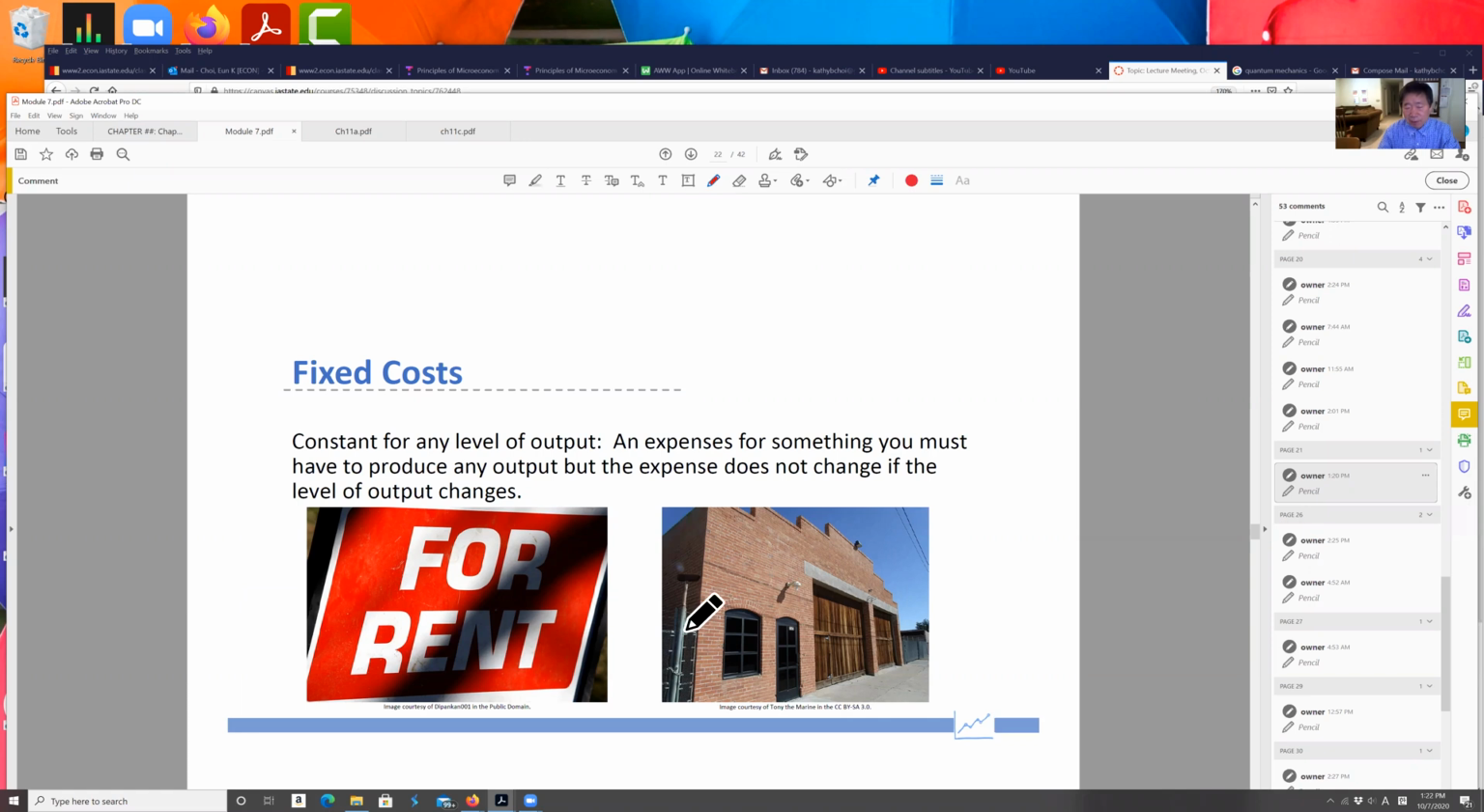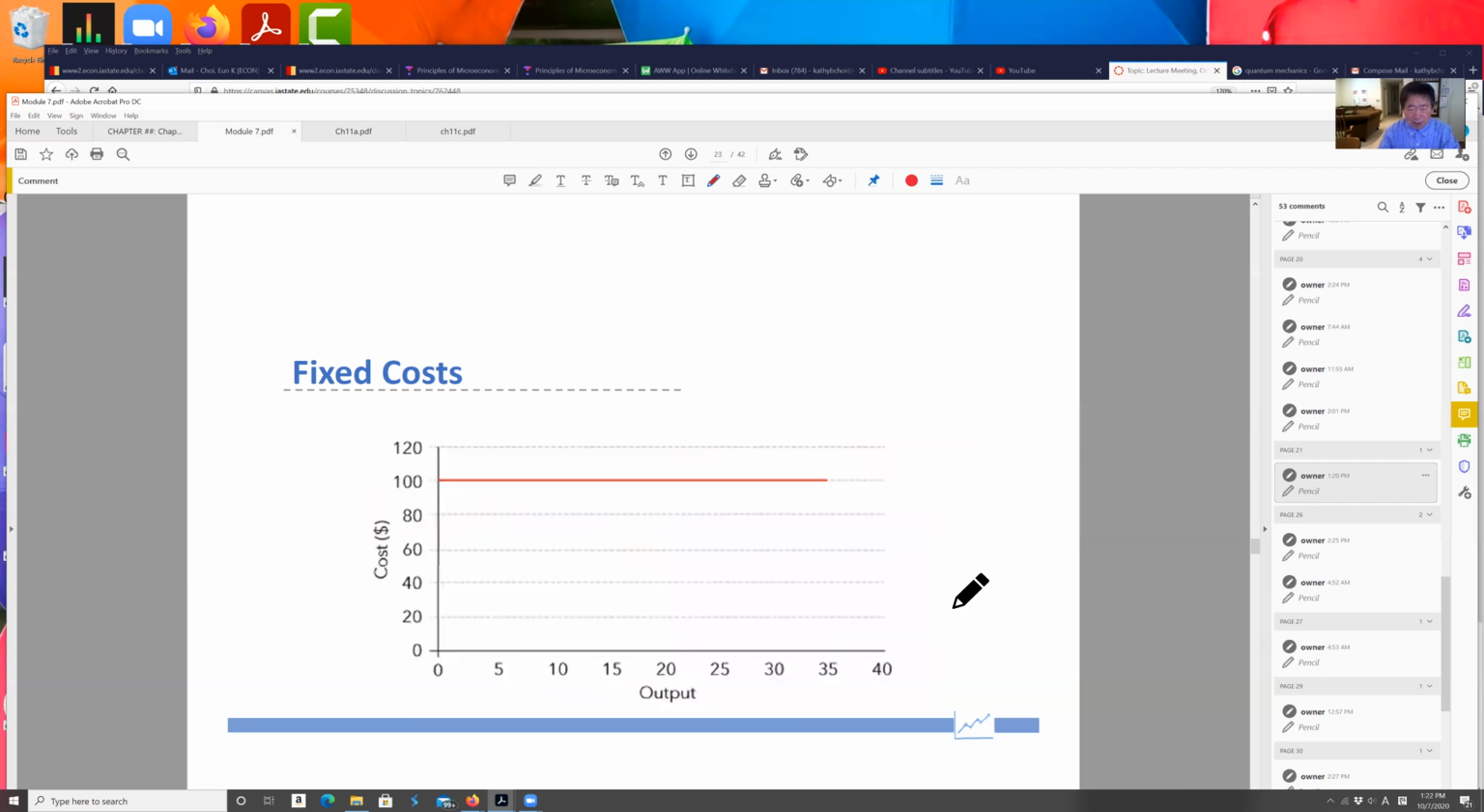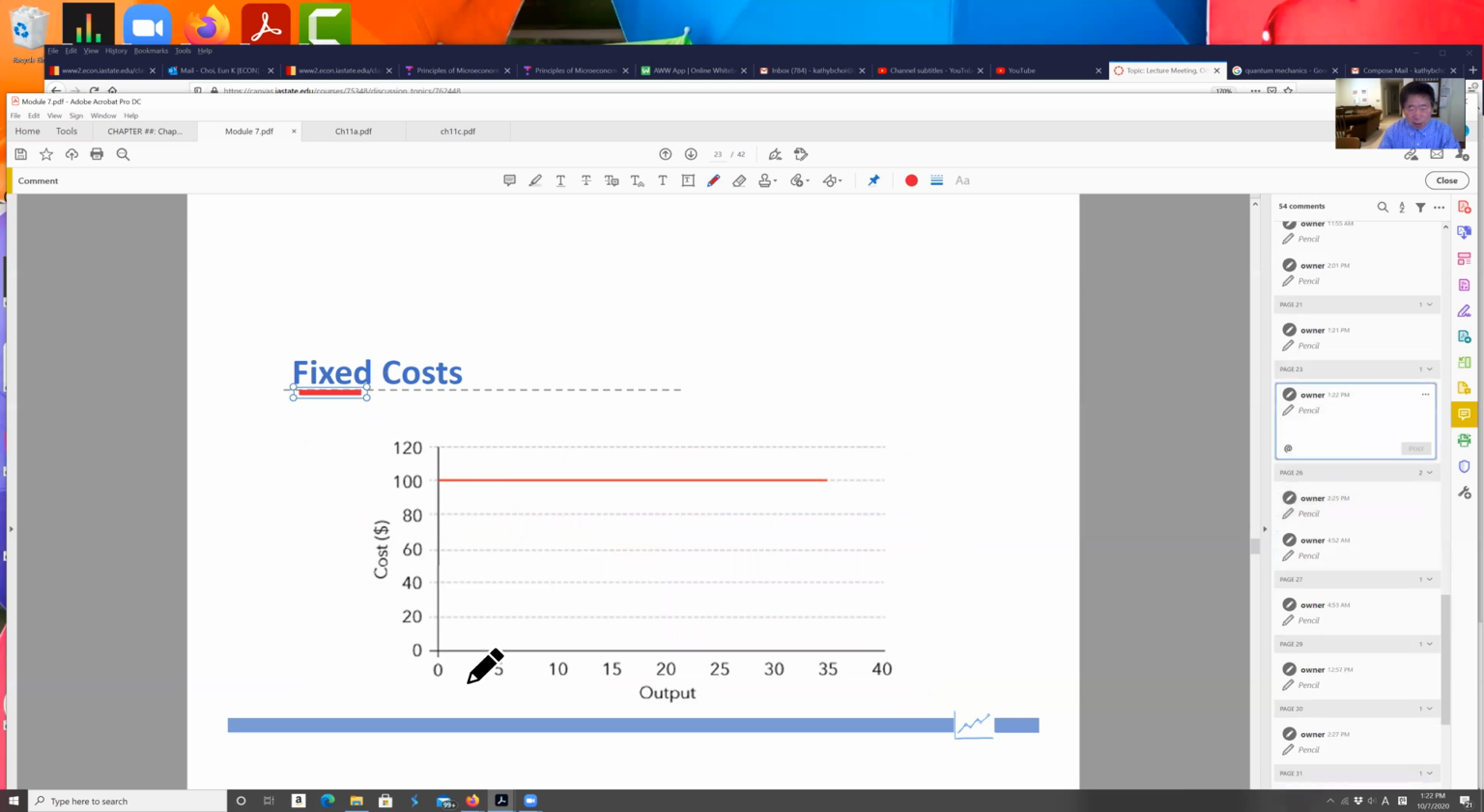These are fixed input. And buildings, rental costs, you sign a contract to rent for how long, 1 year, 2 years, whatever. Those have to be paid regardless, okay? So these are fixed costs, and by definition, it does not change. So as output increases, you can see fixed cost does not change. It's constant.